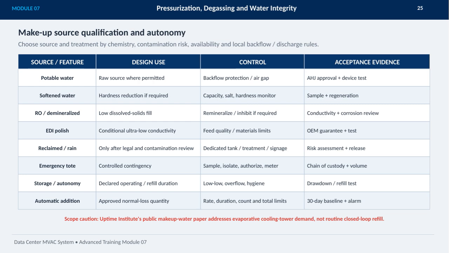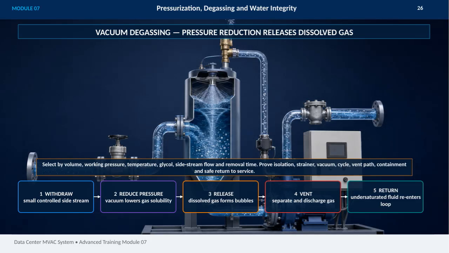Automatic addition mechanisms regulate normal loss quantities, monitoring rate, duration, counts, and total volumes against a 30-day baseline with alarms for any anomalies. It's important to note that the Uptime Institute's public makeup water guidelines primarily address evaporative cooling tower demands, which differ from the closed-loop refill needs we cover here. This distinction ensures that system design and maintenance are appropriately tailored to the specific water management requirements of data center MVAC systems.